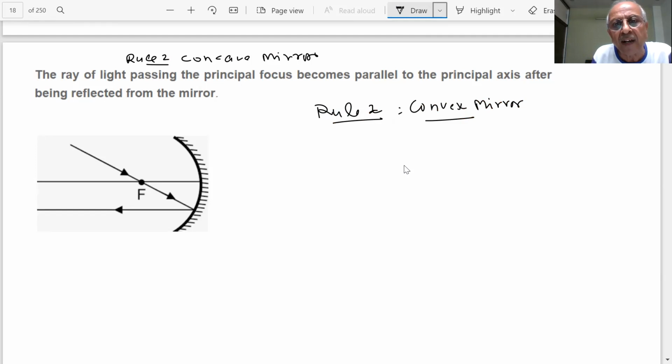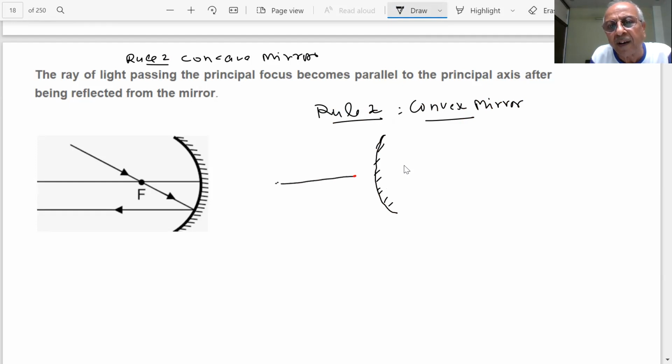Now, how will you draw a convex mirror, students? My drawing may not be very good, but you can make a better drawing than me. My pen is shaking on the board. Okay, all right, this is my convex mirror.